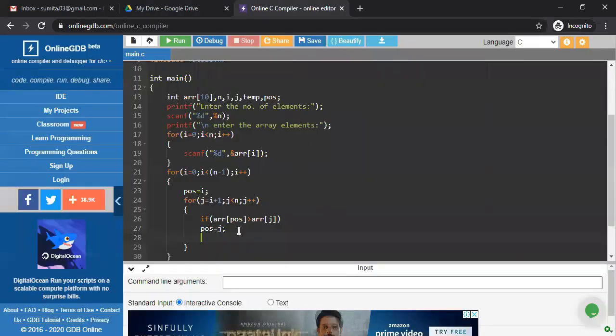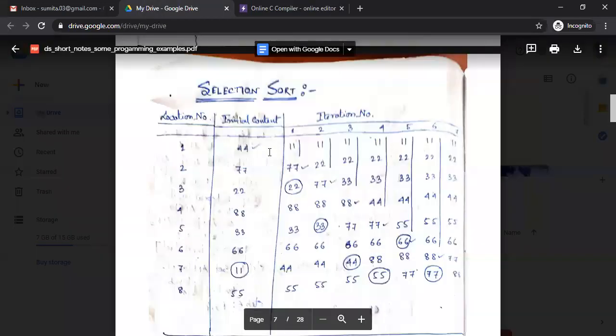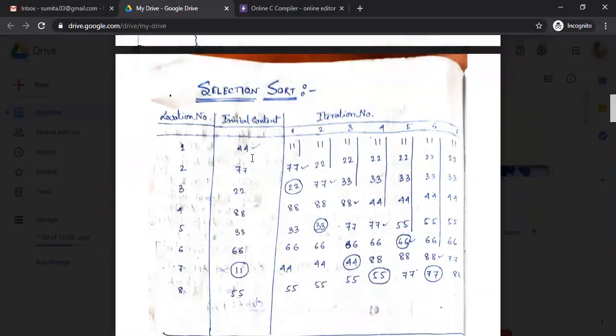Okay. See, what is a POS value? Anyone? 0. So ARR0 is greater than ARRJ. What is a J value? 1. So according to our example, we are just comparing these two.